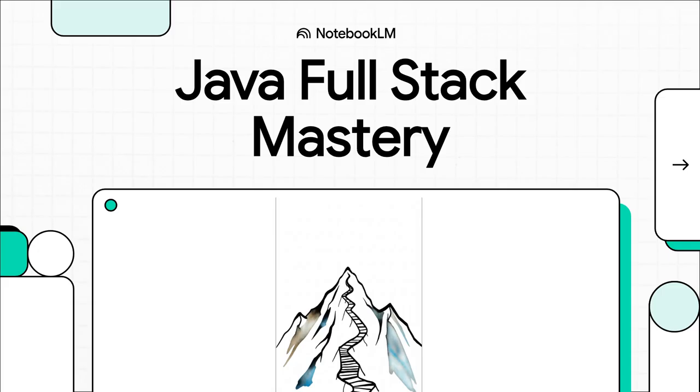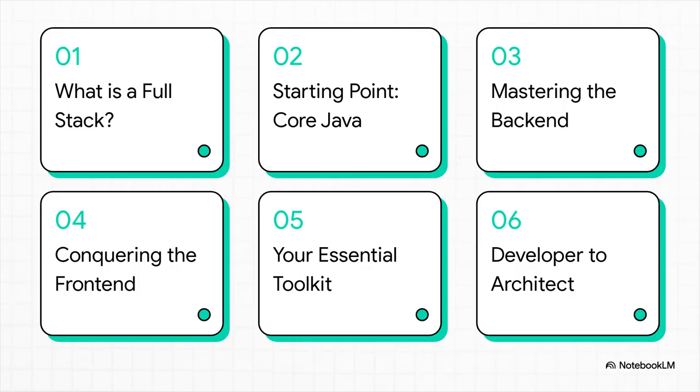In this explainer, we are laying out the complete roadmap, from your very first line of code all the way to thinking like an architect. So, let's get into it. First, we'll define what full stack even means. Then, we'll dive into your absolute starting point, core Java. After that, we'll chart the course for both the backend and frontend, get you set up with an essential toolkit, and finally, we'll look at what it takes to go from being a great developer to a true architect.